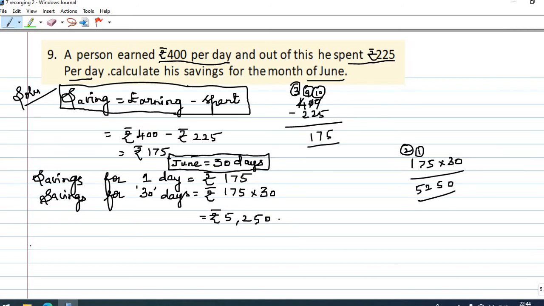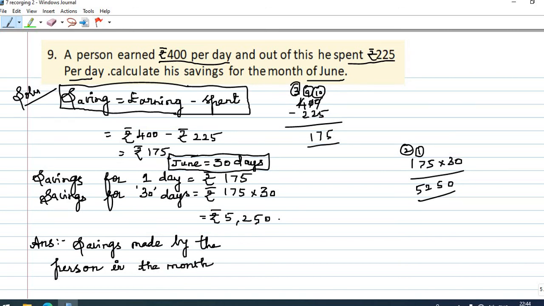So now I am going to write the answer. Savings made by the person in the month of June. The month of June I can write, or in the 30 days I can write. So in the month of June is equal to, don't forget to write the rupee symbol because you will lose half a mark. So 5,250. Got it, children? Thank you, children. We will see in the next class.